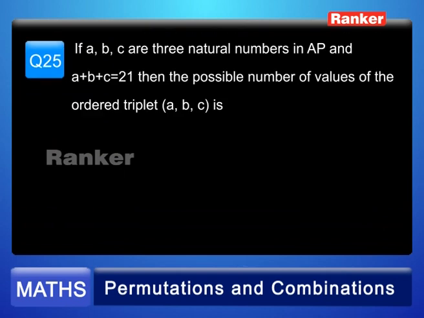The next question is, that is question number 25. If A, B, C are 3 natural numbers that are in AP, such that A + B + C is equal to 21.